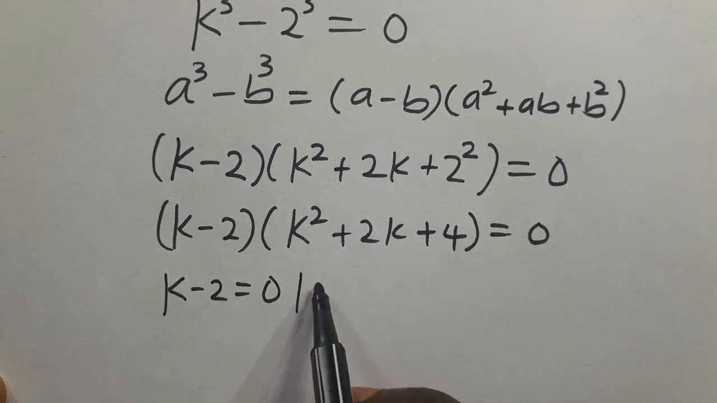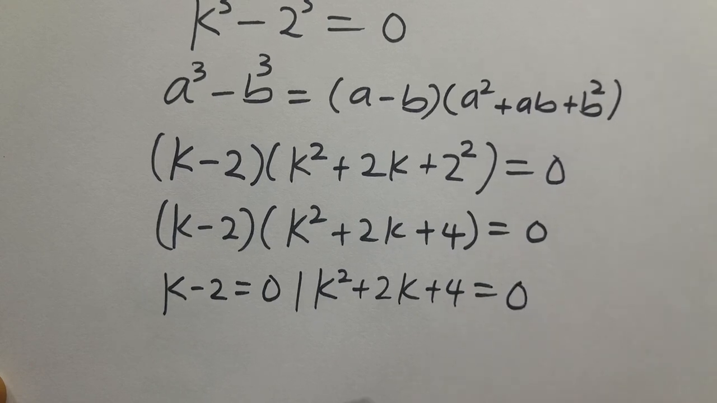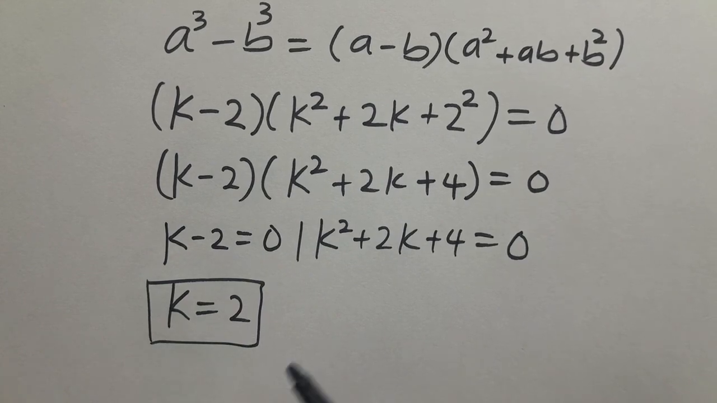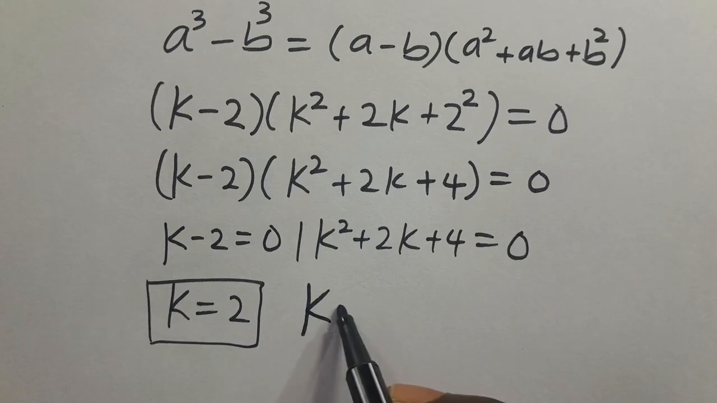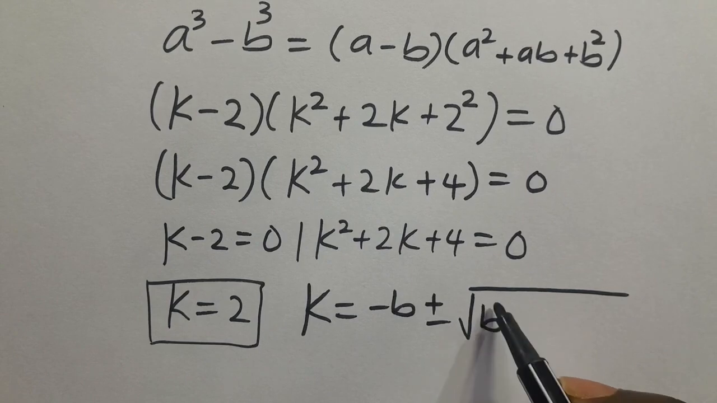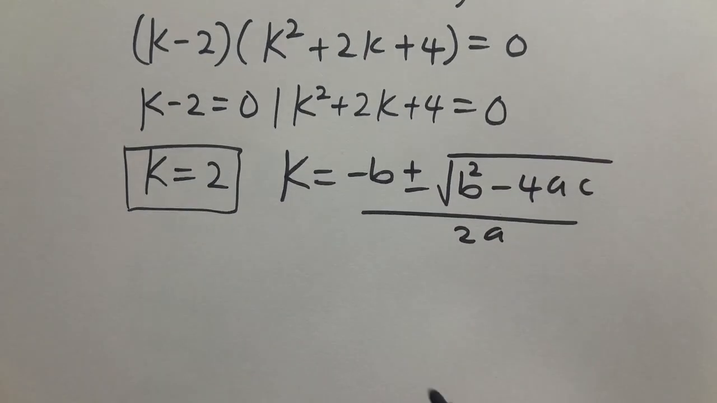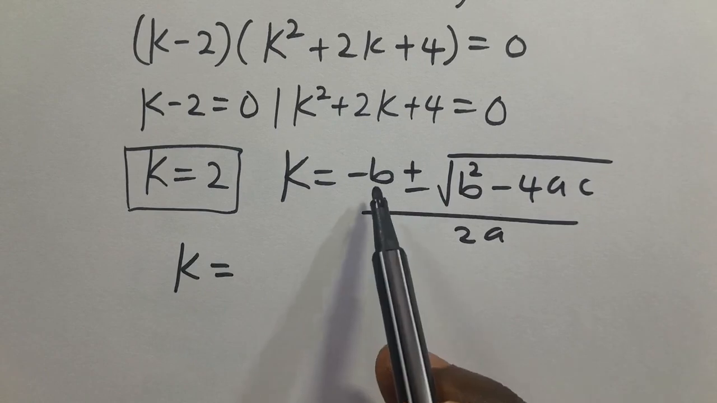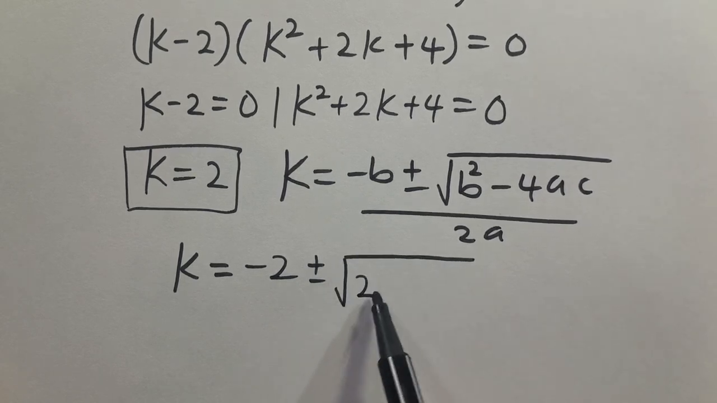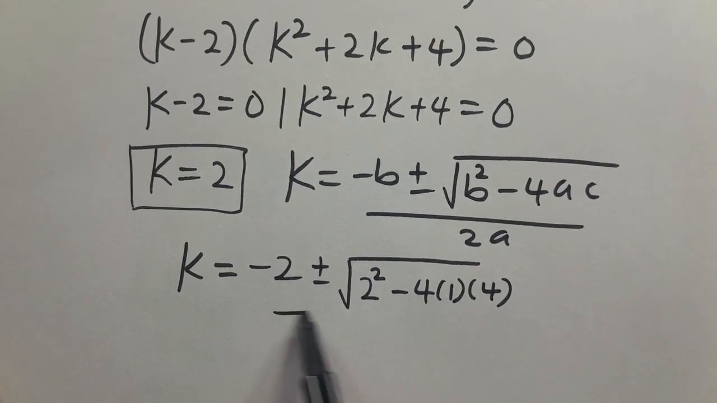For this expression to equal 0, we have k minus 2 equals 0, or k square plus 2k plus 4 equals 0. From the first, we get k equals 2 as the first solution. Likewise, from the quadratic we have k equals minus b, positive or negative, square root of b square minus 4ac, all divided by 2a. So b, the coefficient of k, is 2, and we have 2 square minus 4 multiplied by a, which is 1, and c, which is 4, all divided by 2.